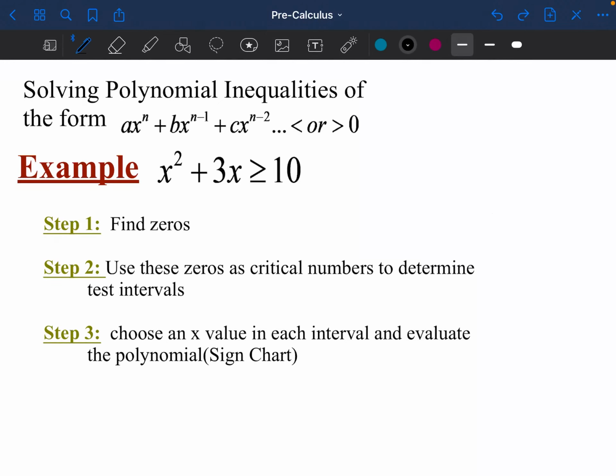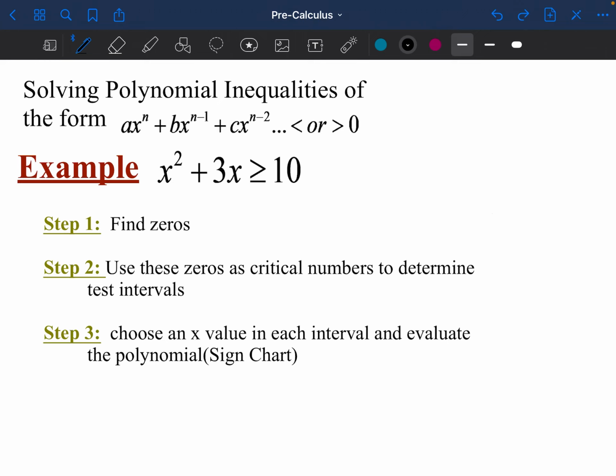Here we go. Let's solve some polynomial inequalities. We're going to start off with a quadratic, and eventually we'll move up into cubic and then rational inequalities as well. So first things first, we have to get it in standard form, and we want it to be less than or equal to, greater than or equal to 0.